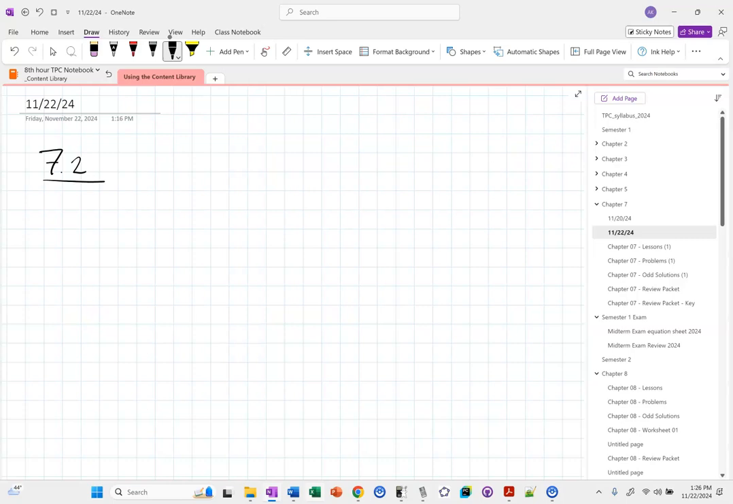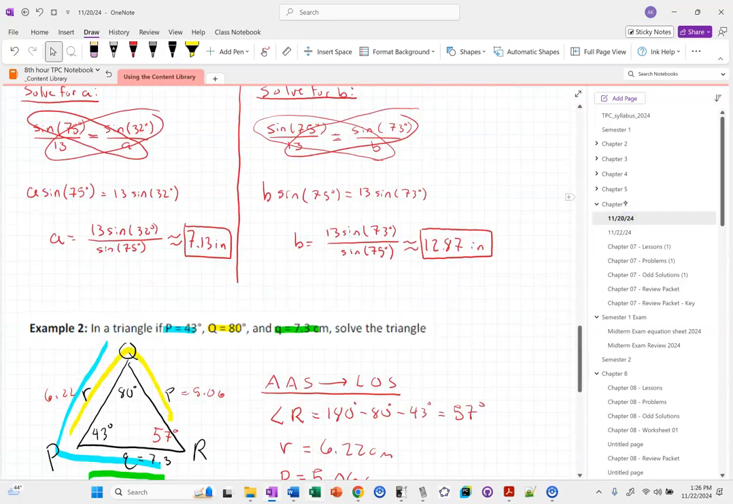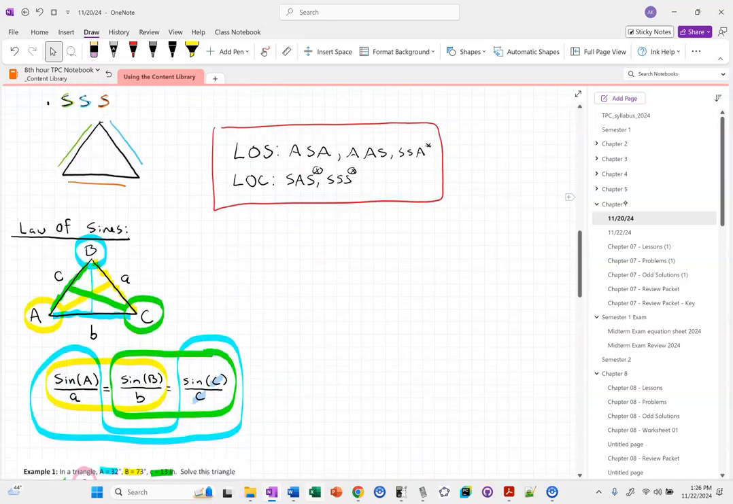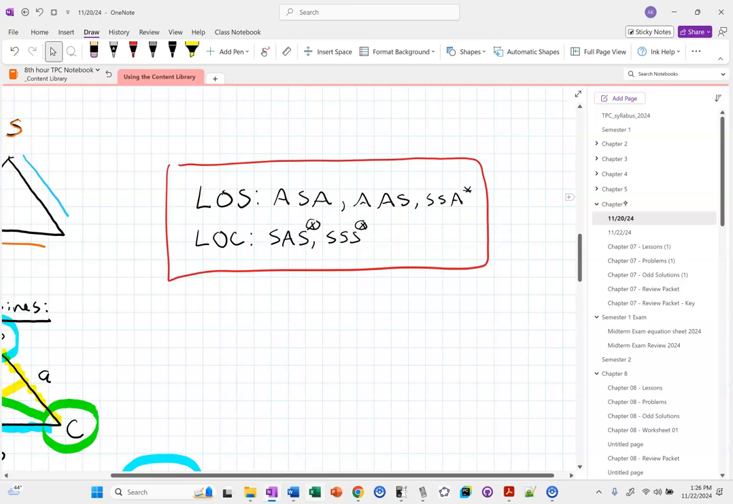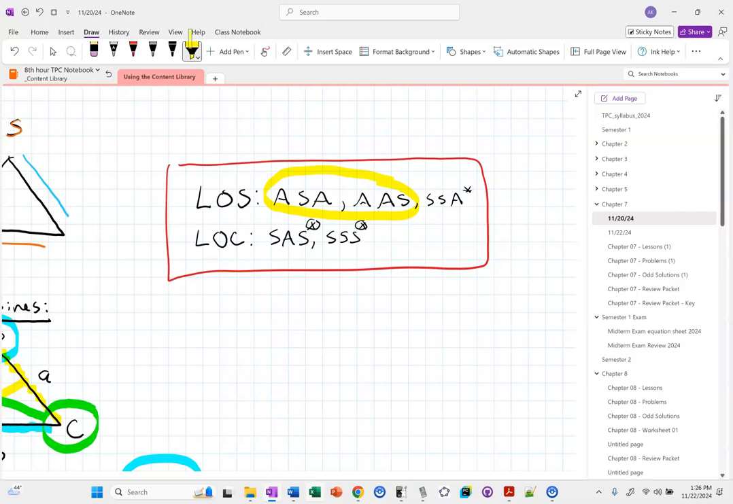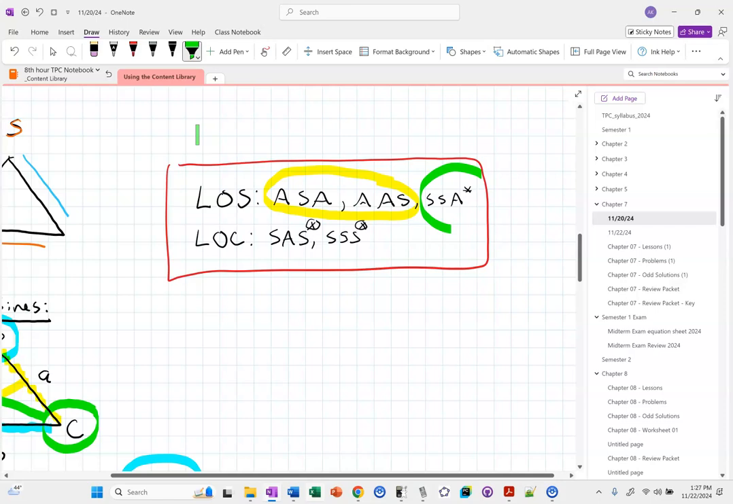This idea that we're going to be doing today is probably the hardest thing in chapter 7. So recall last time in 7.1 we talked about using the law of sines and cosines. In 7.1 we discussed how to use the law of sines in the ASA and AAS cases. What we haven't done yet is the SSA case. That's going to be today.